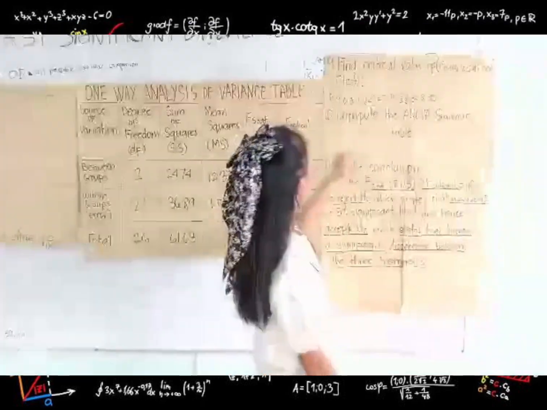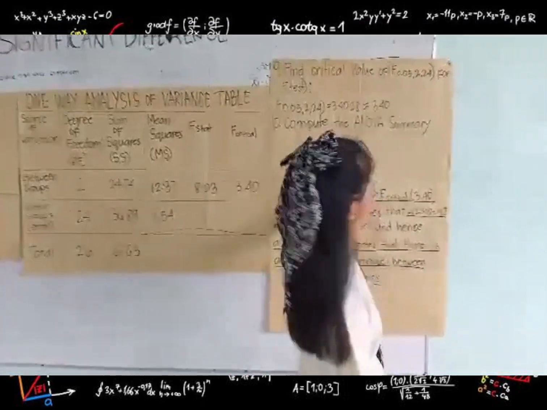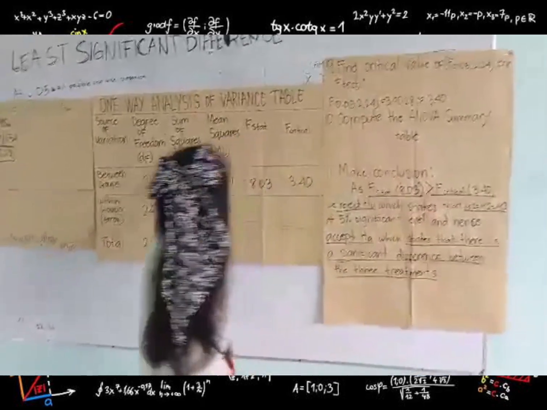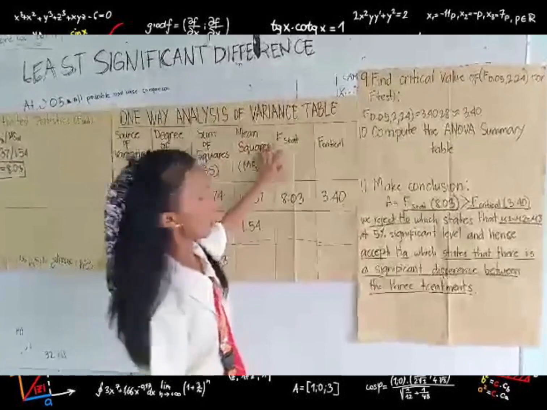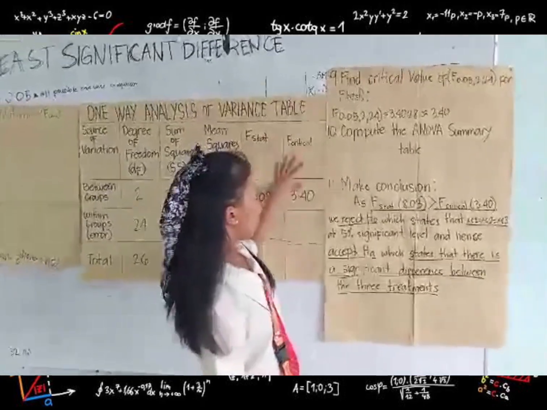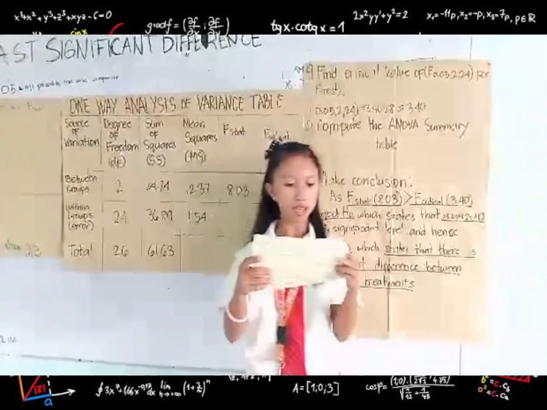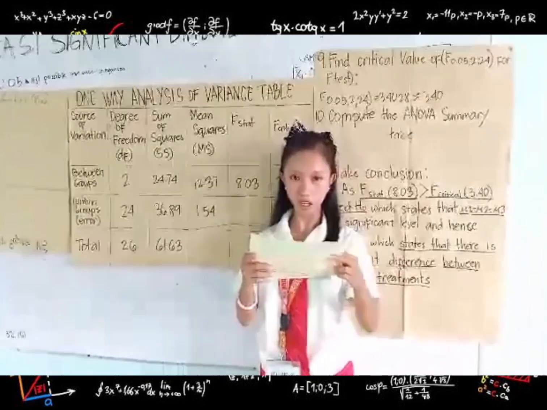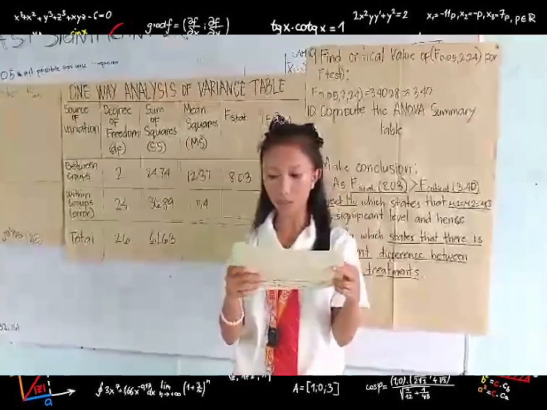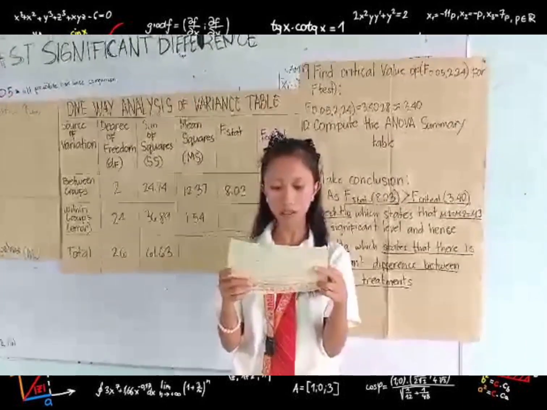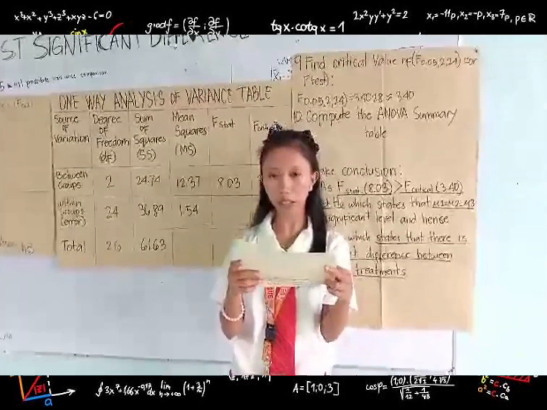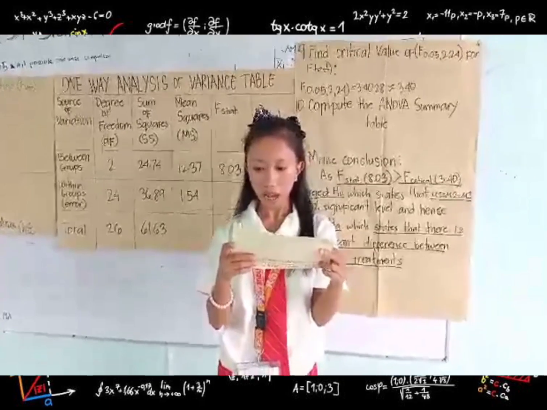And now we're going to complete the ANOVA summary table. So we complete our table with the value of FSTAT and the F critical. In this case, in order to make a decision, we compare the two values. We compare the calculated value of F with the critical value of F.